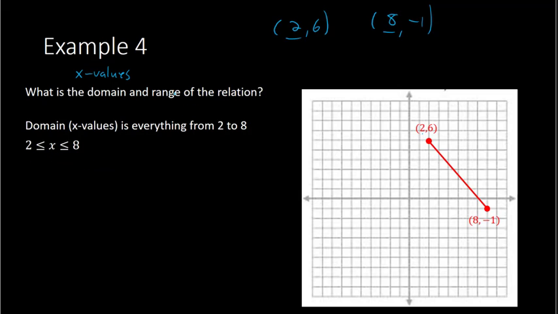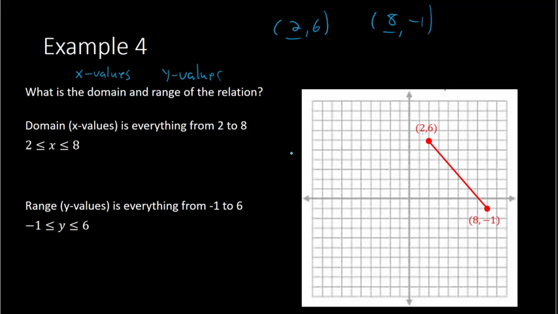Alright, and the range are your y values. So that is how high up and down the graph is going. It is going from -1 all the way up to 6. Alright, that's how high it's going. So the range is everything from -1 all the way to 6. So the range is between -1 and 6, and I can write this in math notation where the y is literally in between the -1 and the 6. And this would be my expression.